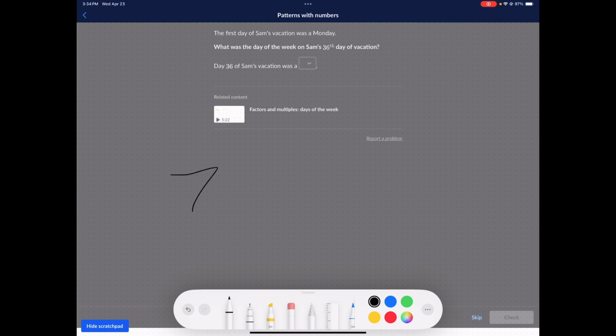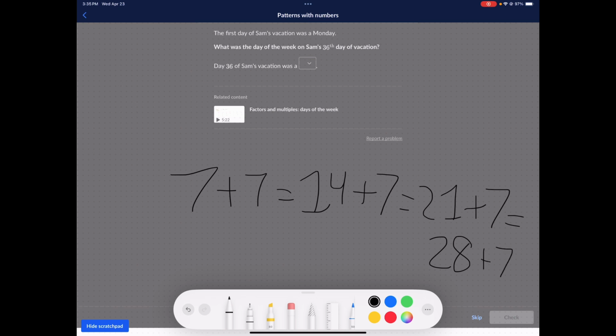7 plus 7 is 14, plus 7 is 21, plus 7 is 28, plus 7 is 35, plus 7 is 42. But is 42 bigger than 36? Yeah, it is. So we should stop at 35. So 35 will be our number. If we loop around 7 days, then we'll know that with 7 and 7, we will end back on Monday on the 35th day.